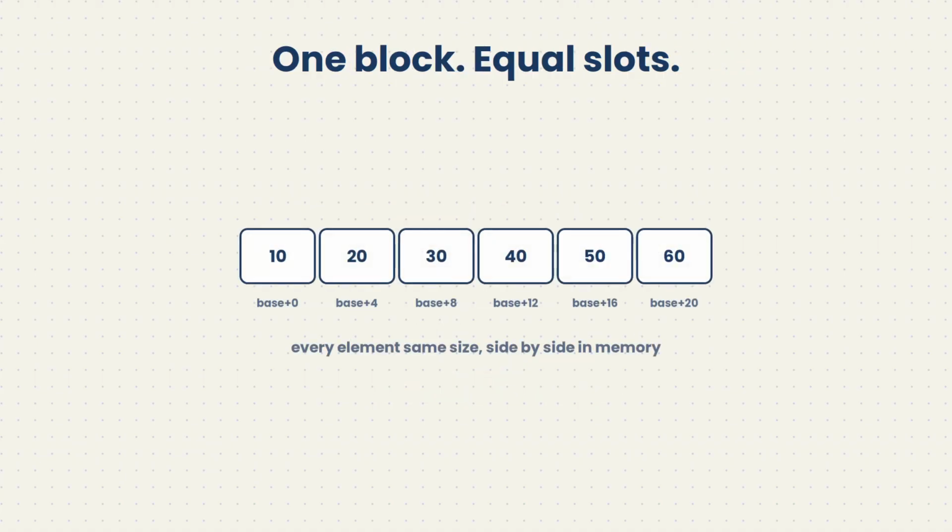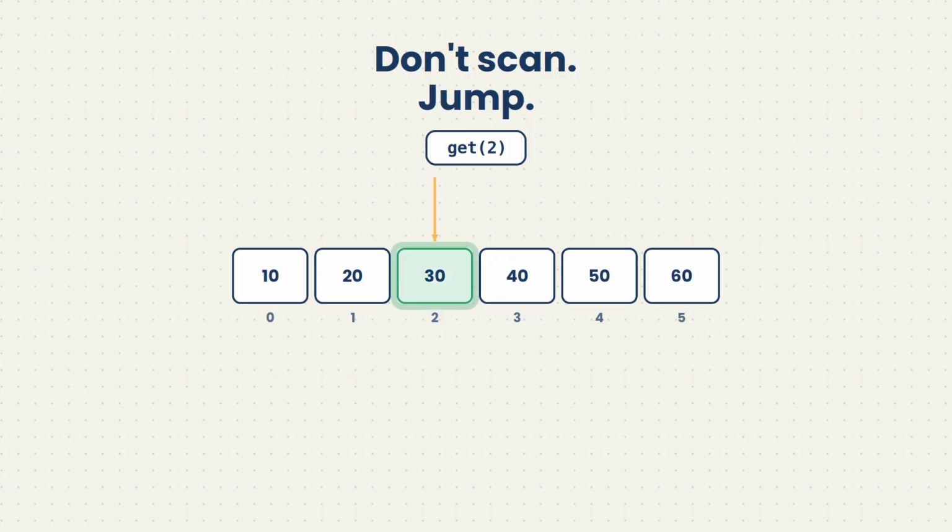Underneath, a dynamic array is still a normal array, one continuous block of memory, with every element the same size, sitting right next to each other. This detail matters because it is the reason the next operation is so fast. To read the element at a given index, the array does a single calculation. It takes the starting address and jumps forward by the index times the size of one element. It does not walk through the other elements. It lands directly on the one you asked for. So reading by index takes constant time, O of 1, no matter how large the array is.